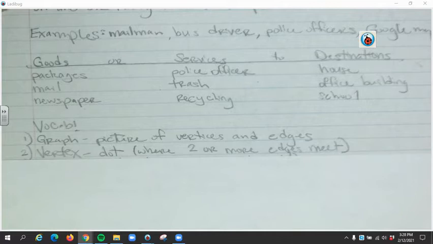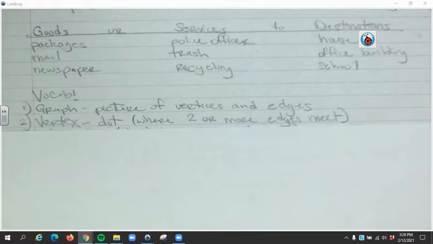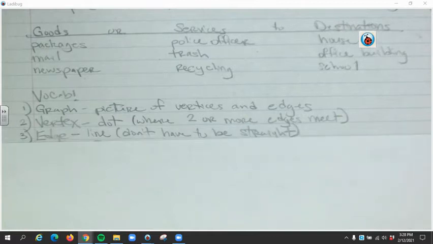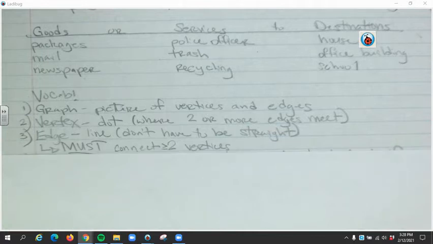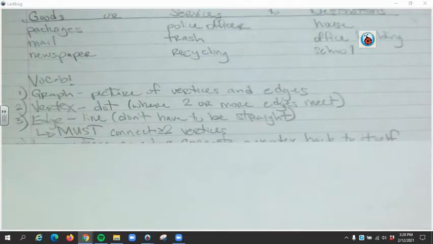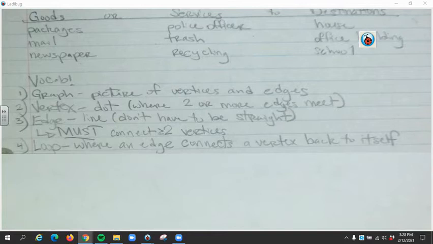A vertex is simply a dot. If you have more than one vertex, it's called vertices. A dot where two or more edges meet. An edge is simply a line, but it doesn't have to be straight. And make a note to yourself that it does have to connect at least two vertices. A loop is the last term to know. This is where an edge connects a vertex back to itself.